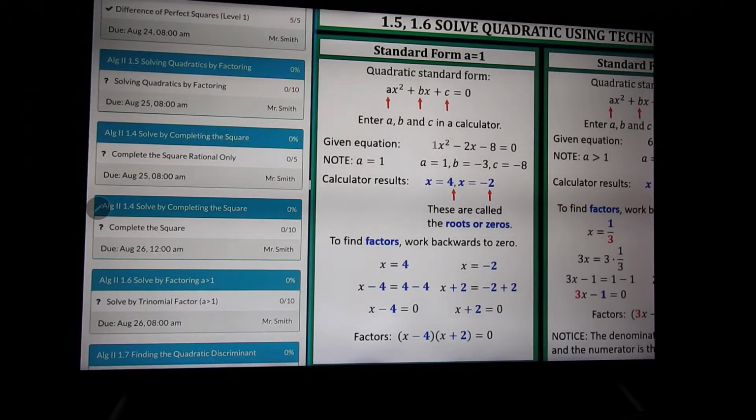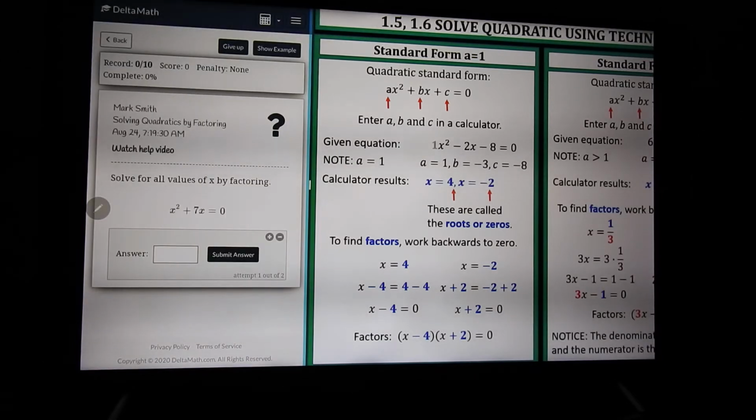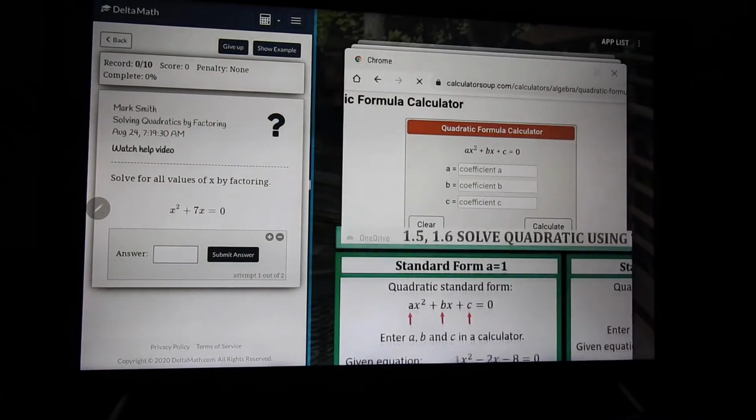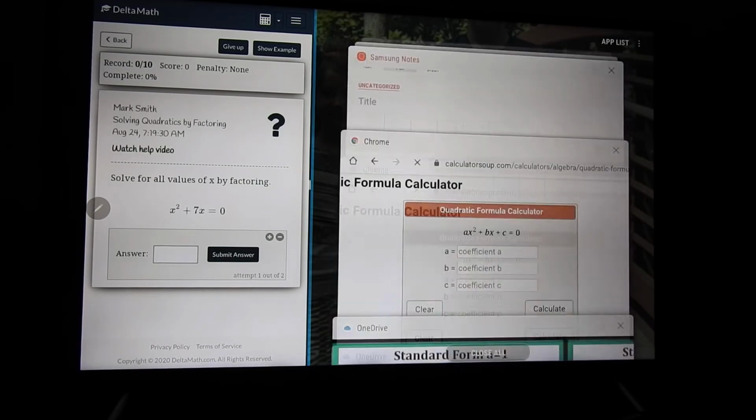This is something that you learned in Algebra 1, and we're not going to spend a lot of time on it since I want you to use technology when you're doing factoring, okay? But let's look at one or two of the problems just to make sure that we're on the same page.